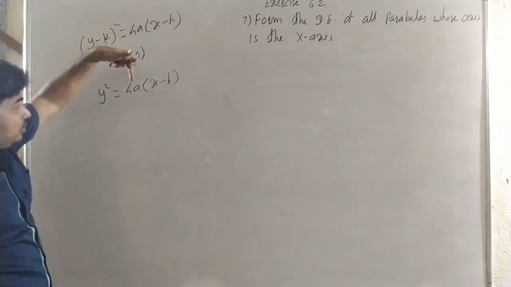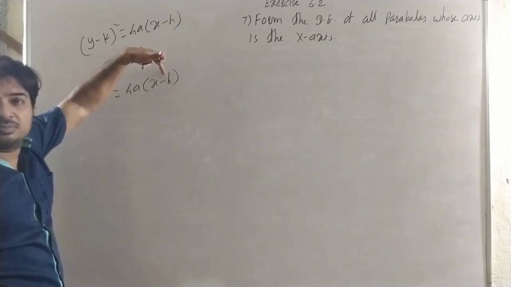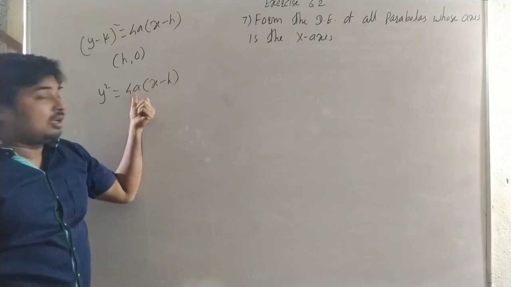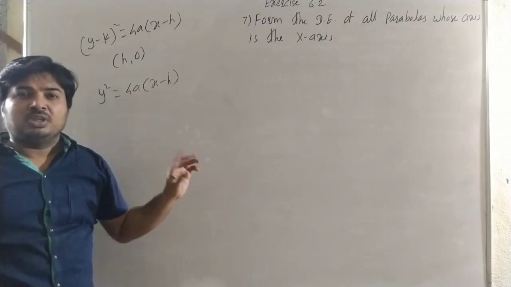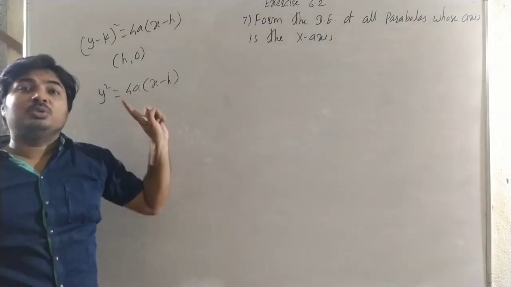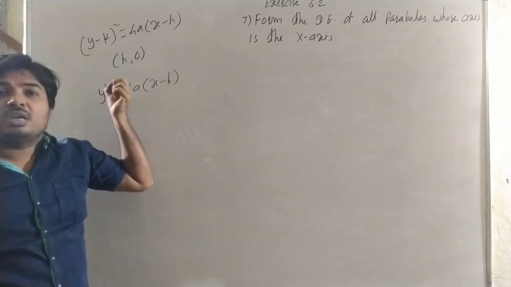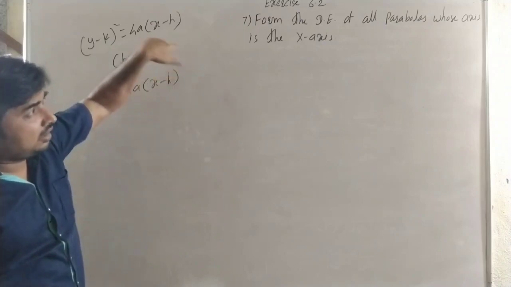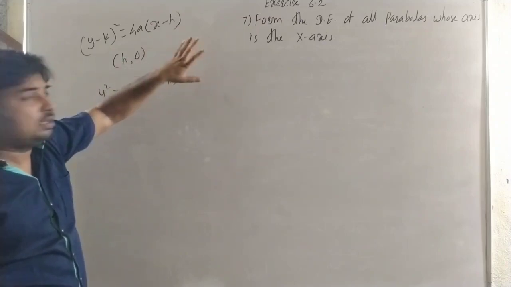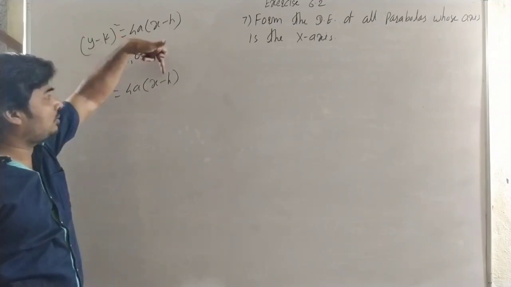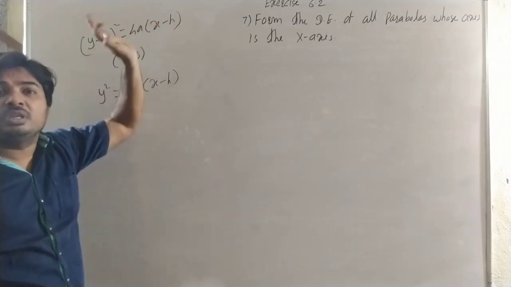Here there are two arbitrary constants, a and h. In our previous example in this lecture, the length of the latus rectum was given, so we could not take 4a as an arbitrary constant. But here the length of the latus rectum or any point is not given. Here a is also an arbitrary constant and h is also an arbitrary constant.